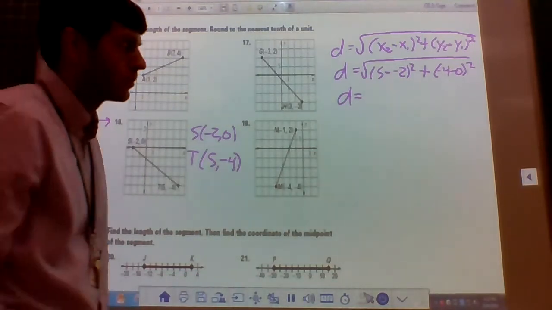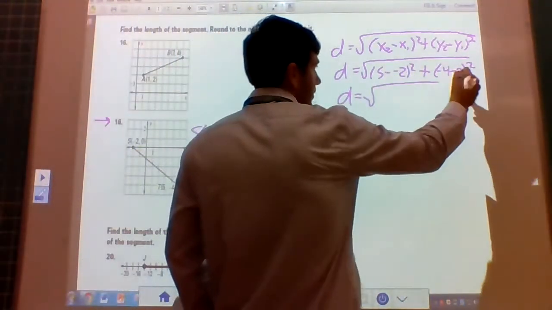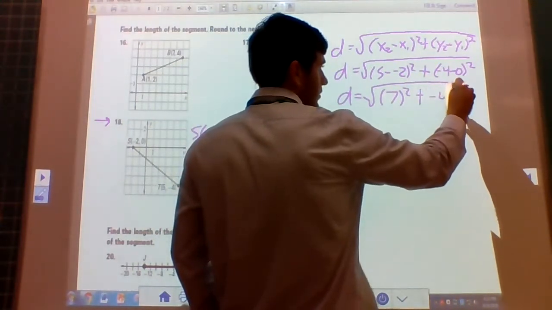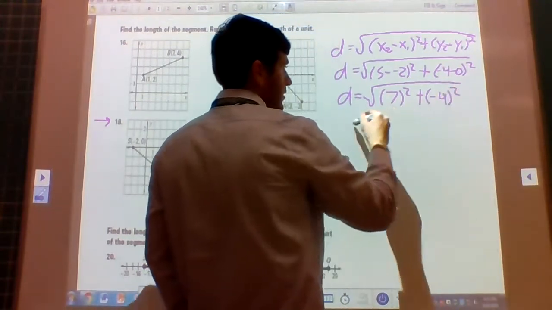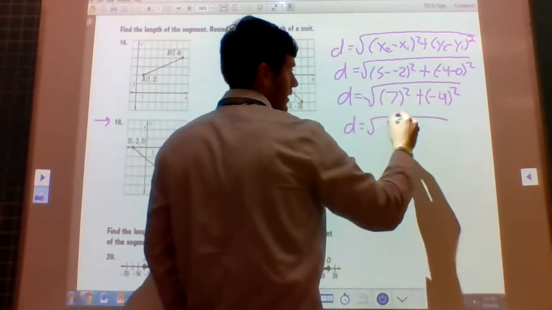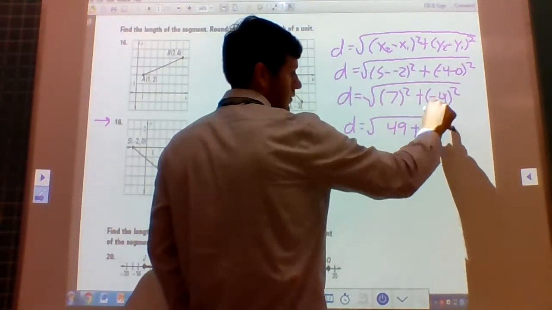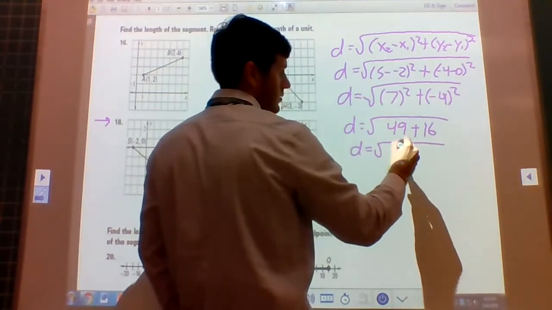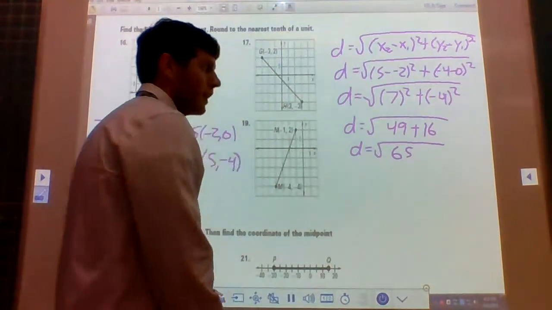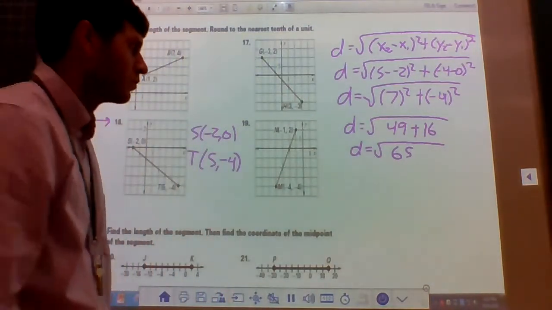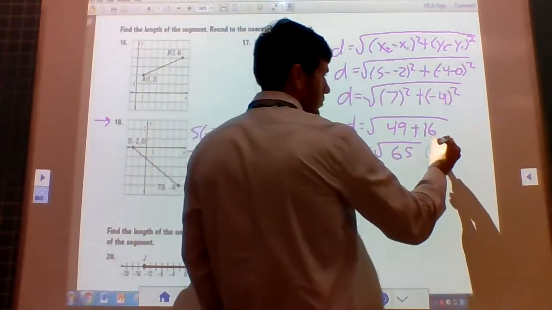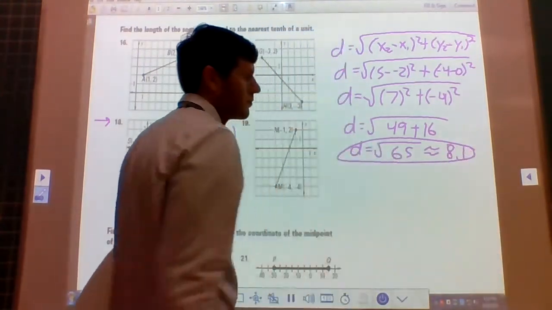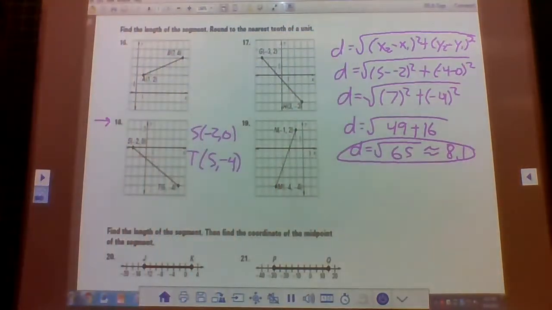But if you want to reduce our radical, we have square root of 5 minus negative 2 is 7. Negative 4 minus 0 is negative 4. 7 squared is 49. Negative 4 squared is positive 16. That's going to give us 65, which is 8.1, approximately 8.1.